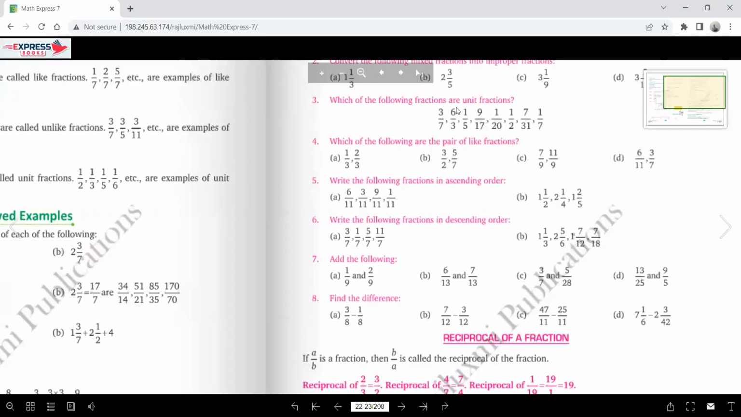Now let's clear the question number C. It says, wait for a second, which of the following fractions are unit fractions? So my dear student, I tell you that a fraction having unit or one at its numerator is called a unit fraction.